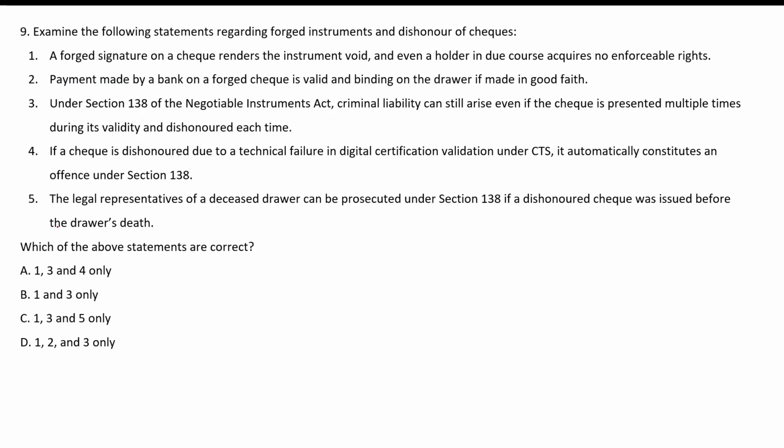Examine the following statements regarding forged instruments and dishonor of check. A forged signature on a check renders the instrument void, and even a holder in due course acquires no enforceable rights. This statement is correct. Payment made by a bank on a forged check is valid and binding on the drawer if made in good faith. This statement is not correct. Payment by a bank on a forged check is not valid even if in good faith.